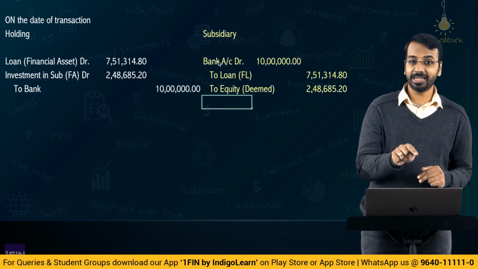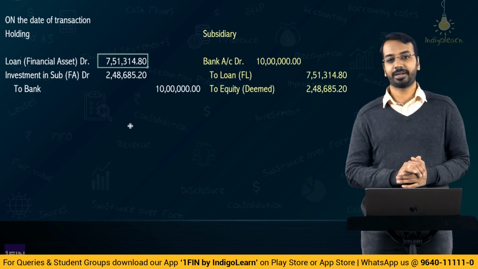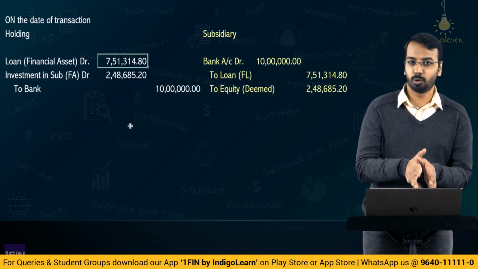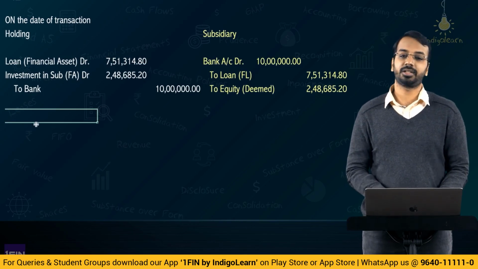So, the way you have to understand, I have been repeating this because the logic has to be clear. Holding gave 10 lakhs. To a third party, holding company would have given only 751,314 at market rate of interest. So, 751 is the loan and the balance is equity, right. That is on the date of transaction, initial recognition.